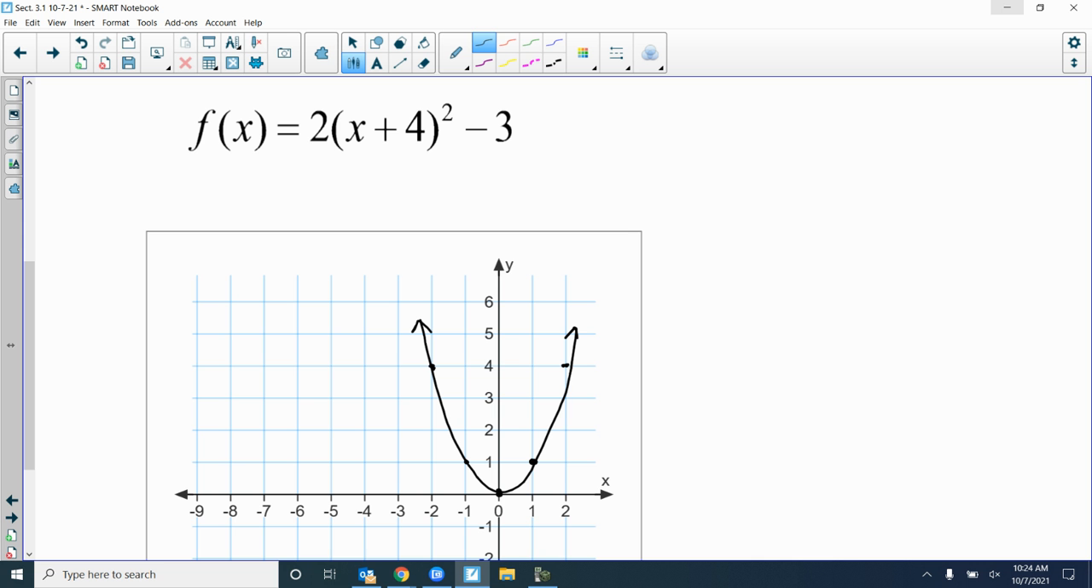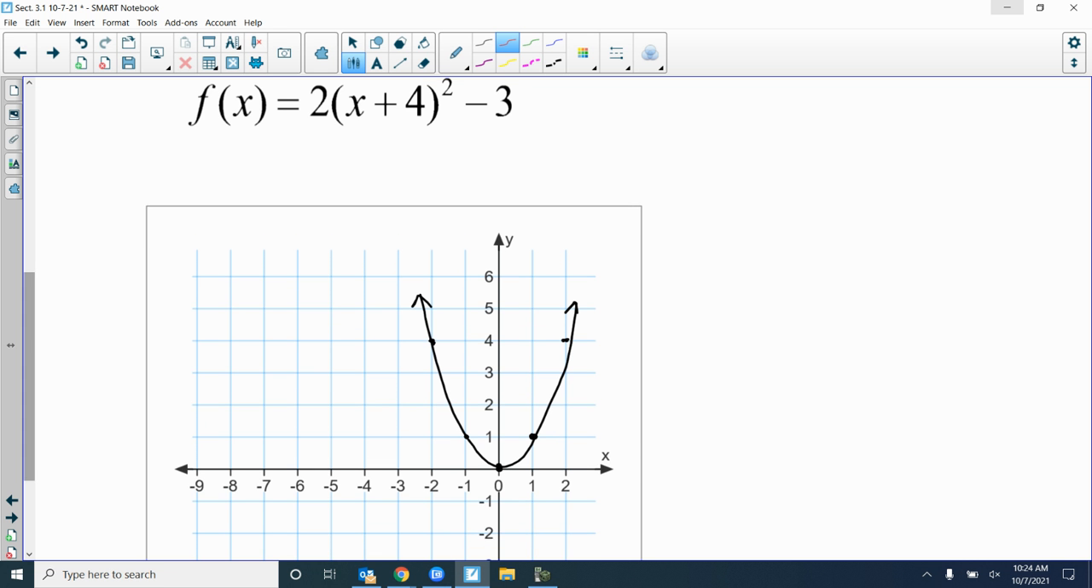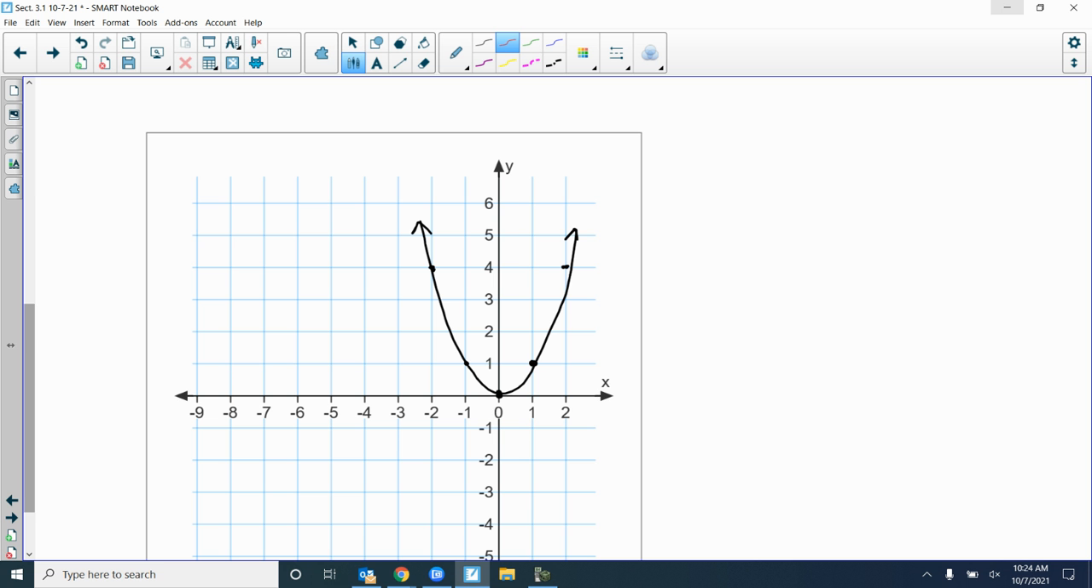2, 4. So now we're just going to go through the process here. Take your vertex, especially with a parabola. It's easy. Just start with the vertex. Move that first. So I'm going to go left 4. Since it's on the x-axis, when you stretch it, it doesn't move. And then I go down 3. So I'm going to end up at negative 4, negative 3.